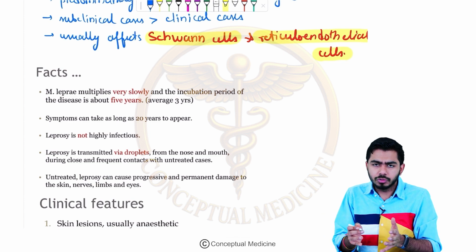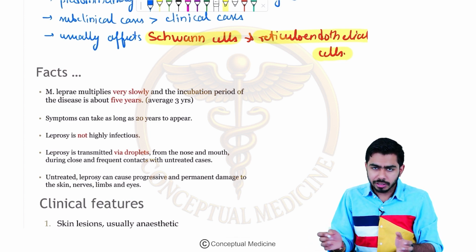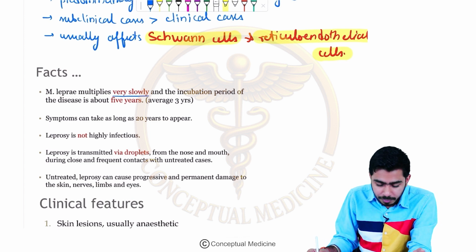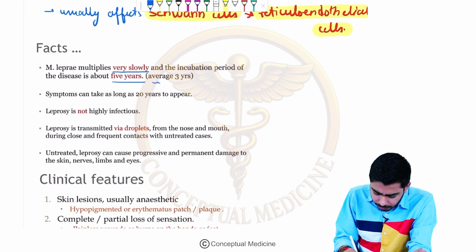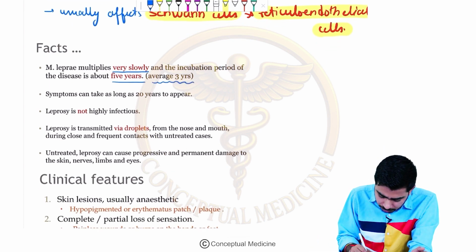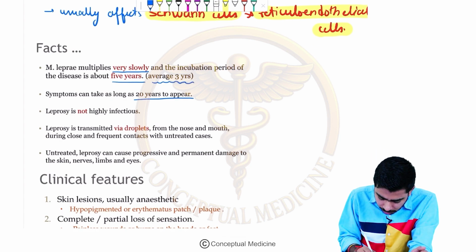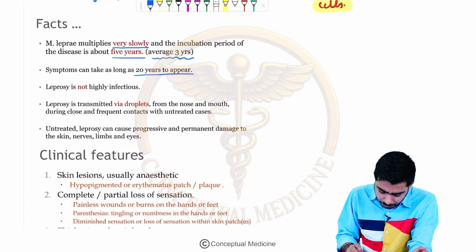I have just highlighted and collected them over here. Mycobacterium leprae, guys, multiplies very, very slowly, and the incubation period of the disease is about 5 years, right? On an average we say it is about 3 years. Symptoms can take as long as 20 years to appear. It's a very, very slow disease, right? As you can see over here, leprosy is not highly infectious.